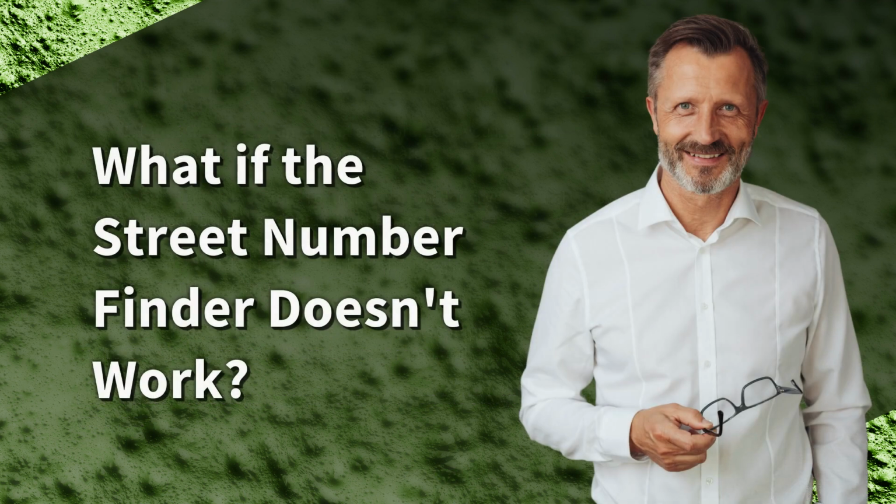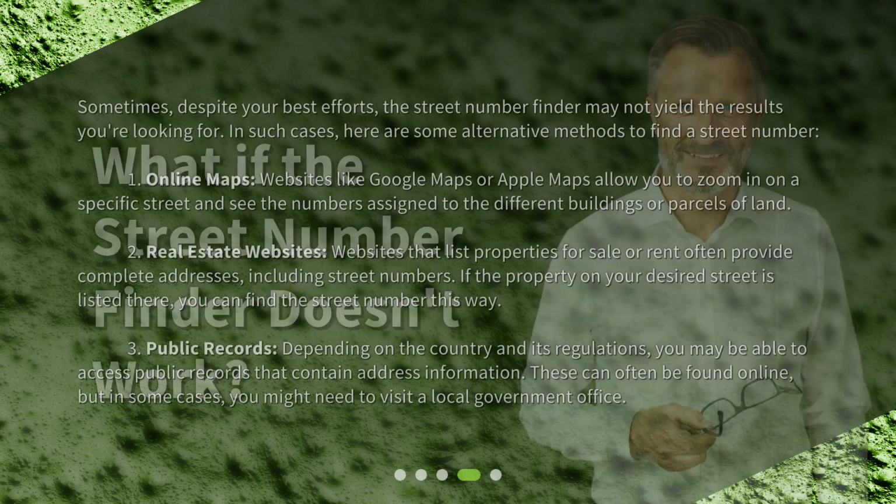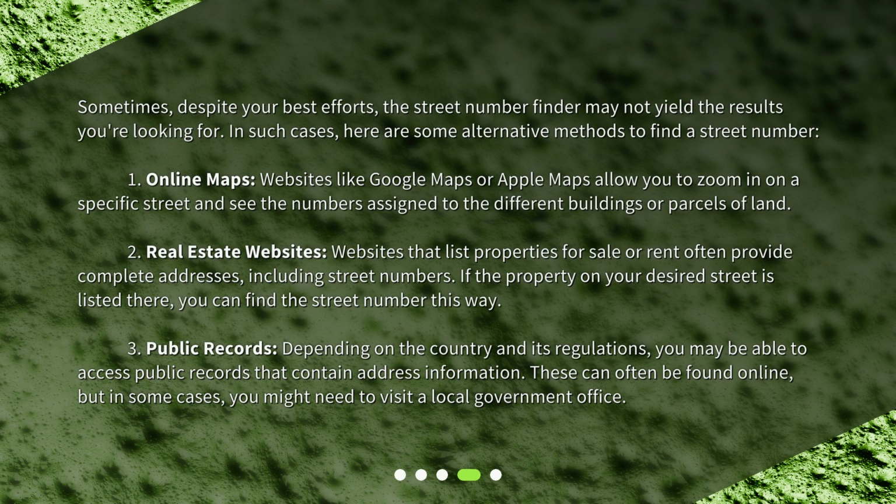What if the street number finder doesn't work? Sometimes, despite your best efforts, the street number finder may not yield the results you're looking for. In such cases, here are some alternative methods to find a street number. 1. Online maps. Websites like Google Maps or Apple Maps allow you to zoom in on a specific street and see the numbers assigned to the different buildings or parcels of land.